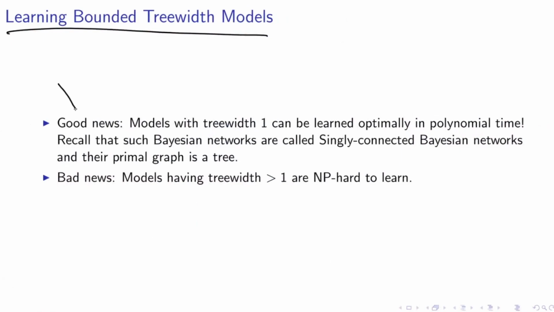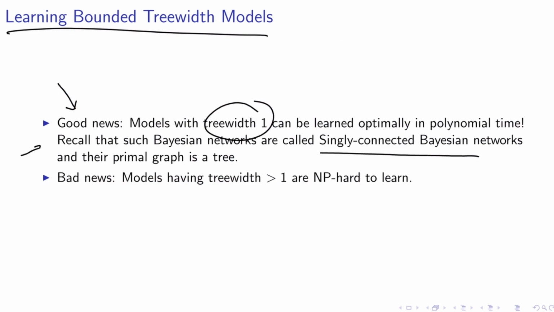So let's start with some good news, right? The good news is that if your Bayesian network, or let's say the data generating distribution that you want to learn, has tree width 1, then such models can be learned optimally in polynomial time. Okay, so recall that Bayesian networks having tree width 1 are called singly connected Bayesian networks.